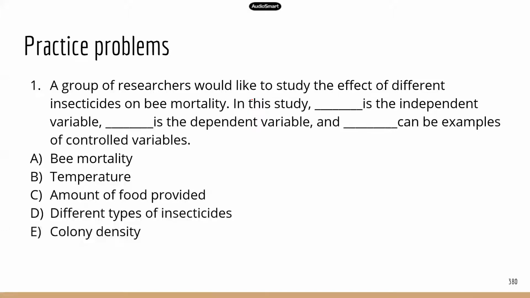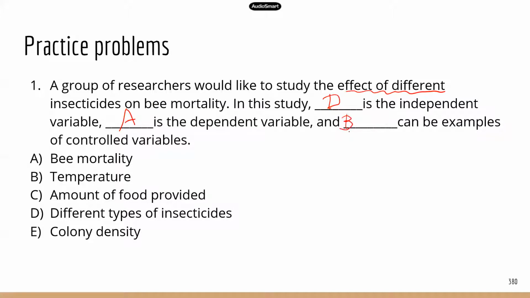Okay, so the answer is, the dependent variable is the effect of different pesticides, right? That's what you're testing. You're testing to see if different insecticides can cause different amounts of bee death. The dependent variable is what you are measuring, right? So you are measuring bee mortality. So how many bees die after you use the insecticide on them? That would be A. Now, what are examples of controlled variables?